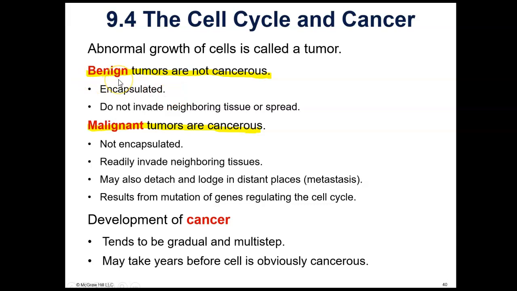The term benign refers to a tumor that is not cancerous. It's got a capsule around it. It's not going to invade other tissues. It's not going to spread. But if we call it a malignant tumor, then the person is diagnosed with cancer. So malignant tumors are cancerous and they can spread.